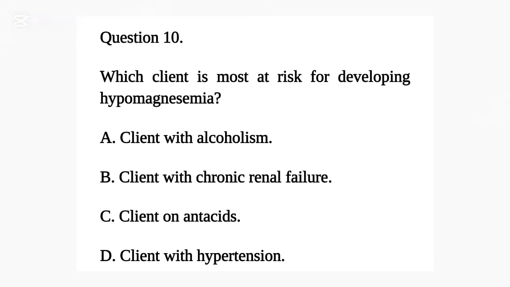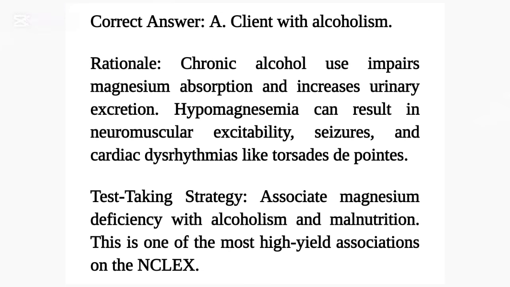Question 10. Which client is most at risk for developing hypomagnesemia? A. Client with alcoholism. B. Client with chronic renal failure. C. Client on antacids. D. Client with hypertension. Correct answer: A. Client with alcoholism. Rationale: chronic alcohol use impairs magnesium absorption and increases urinary excretion.